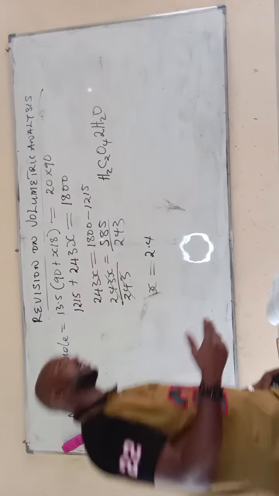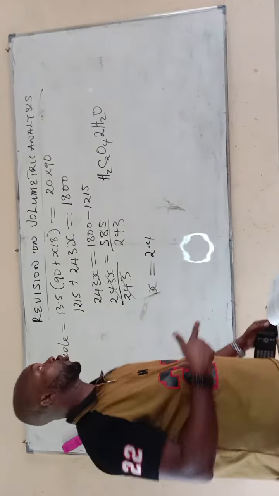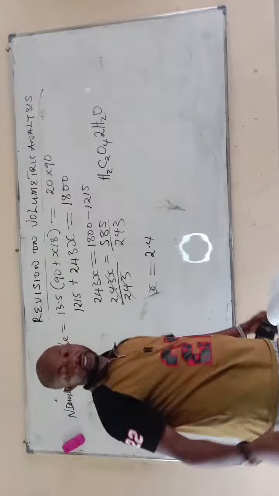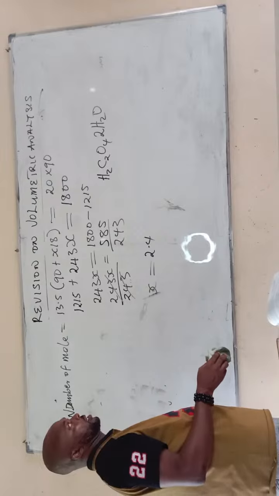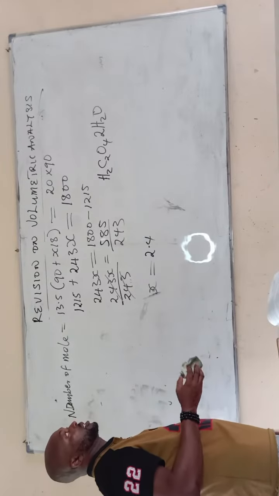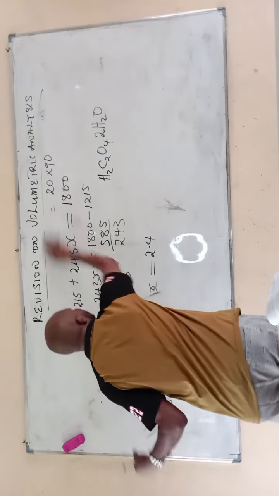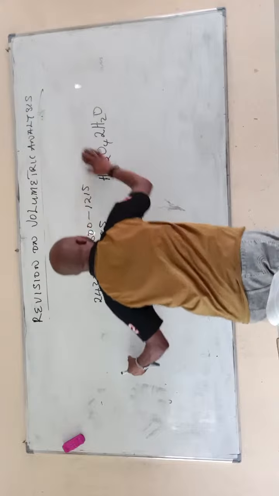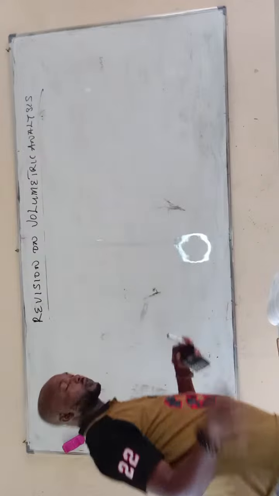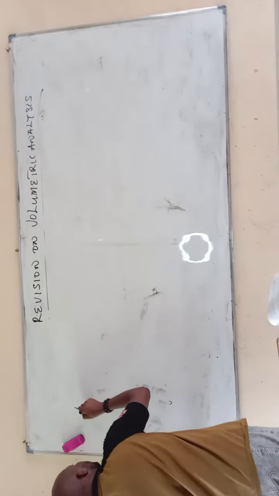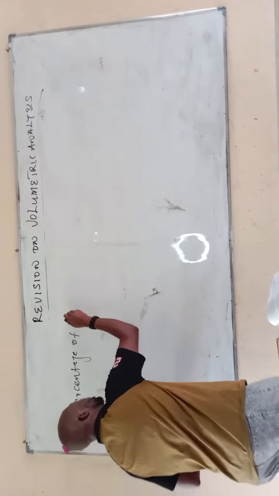They say hence percentage of water of crystallization. So we want to know the percentage of water that was present in this salt, in this acid. All right, I can take this out now, I guess, so that we can proceed to get our percentage of water of crystallization. So let's go. Now, percentage of water present.